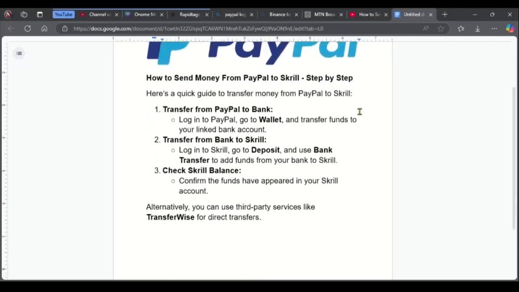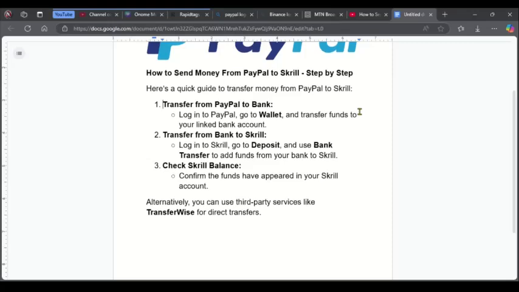And another alternative process, use other third-party services like TransferWise for direct transfer, so to avoid any form of complaints or your money being put on pending and other stuff like that.